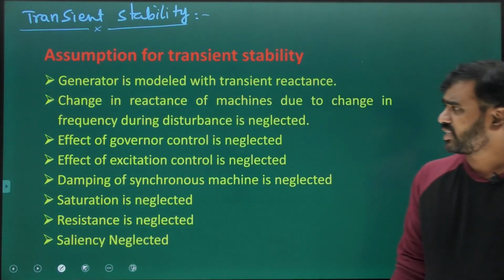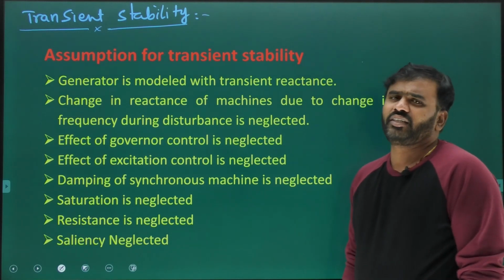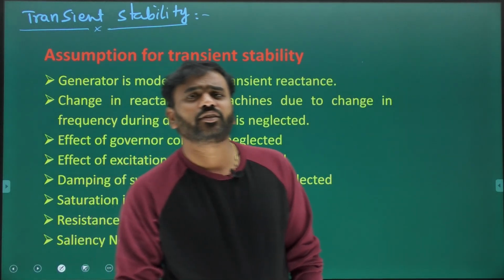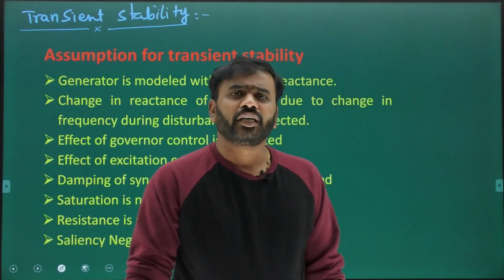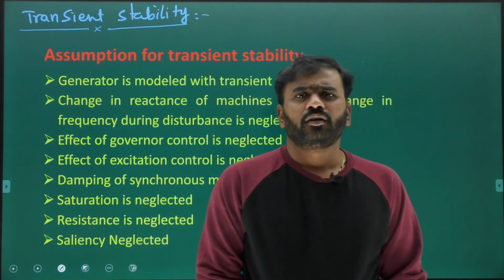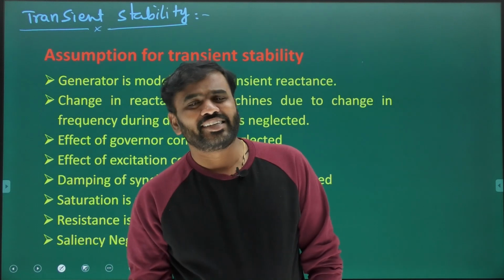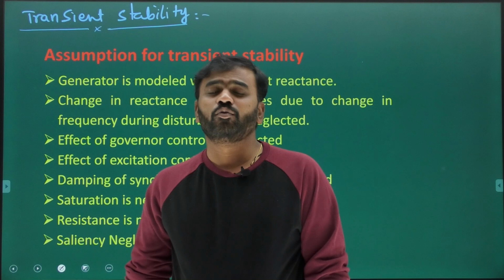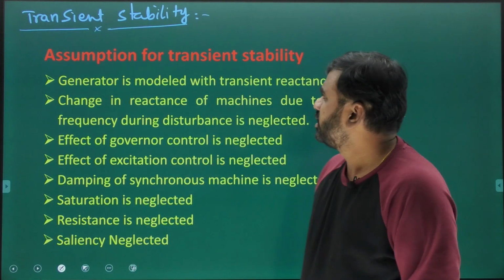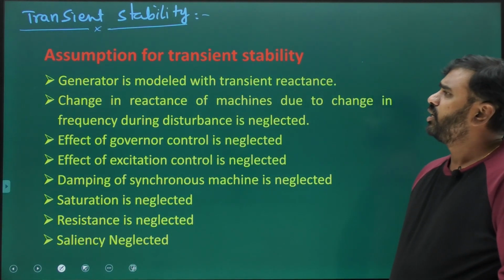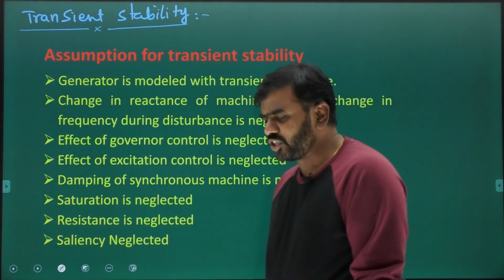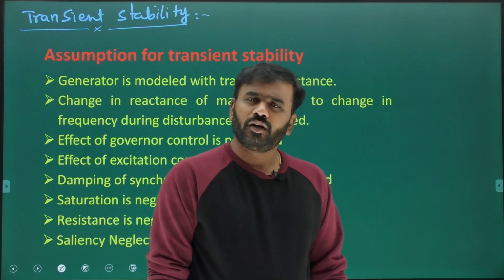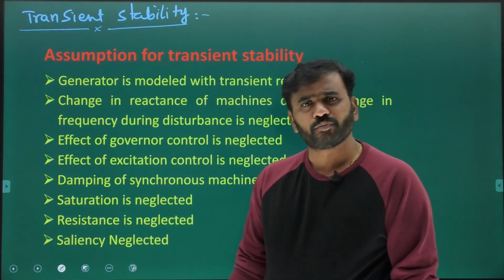Next, transient stability. Transient stability deals with what? Large disturbances. Followed by a large disturbance, if the system is stable, that is called a transient stable system. Followed by a large disturbance, if the system is unable to recover its synchronism, it is transient instability. Large disturbances means sudden change in load and faults on the power system. All this comes under large disturbances in the power system.